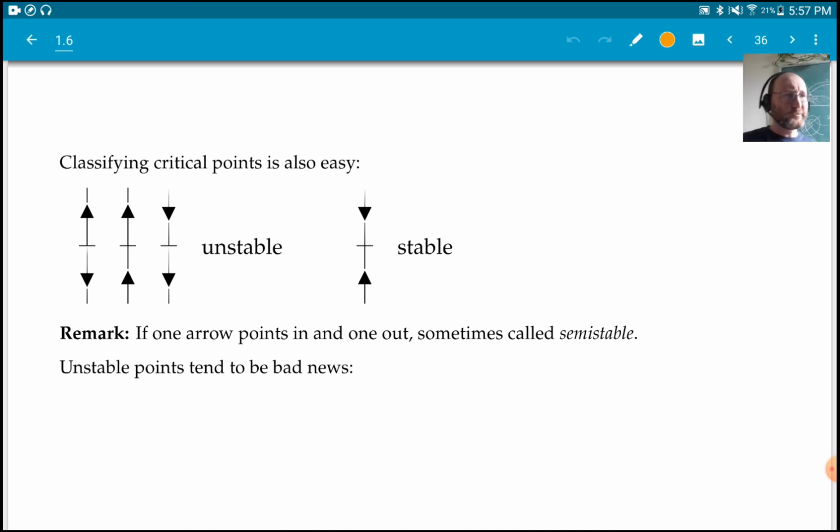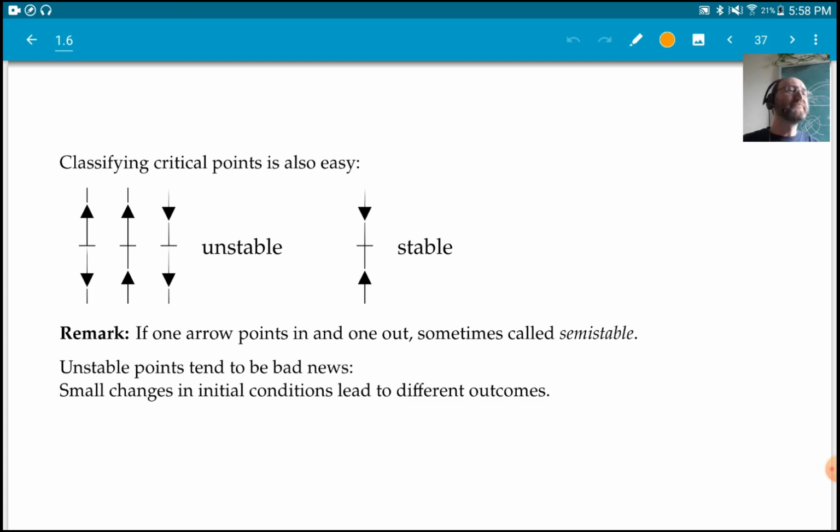unstable points in real applications would probably be bad news, because it's hard to stay at the equilibrium solution, and essentially everything is always an approximation, so you're never exactly somewhere. There's always a little bit of error, and for an unstable point a little bit of error moves you to a different equilibrium solution, right? So it's usually bad news in terms of trying to predict what will happen.